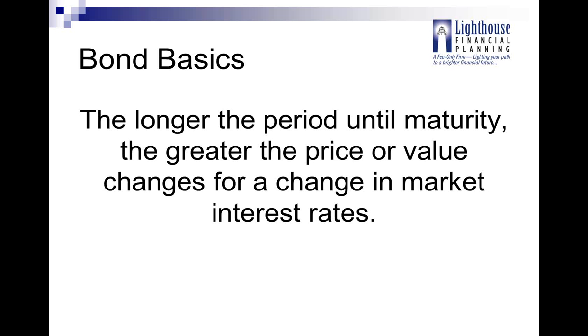So the longer the period until maturity, the greater the price or value changes for a change in market rates. So if I have a bond that matures in 6 months and interest rates move, I'm not going to have much of a change in price. But if I own a 30-year bond and interest rates change, because there's greater uncertainty further out there, I'm going to have a greater change in the fair market value of my bond.